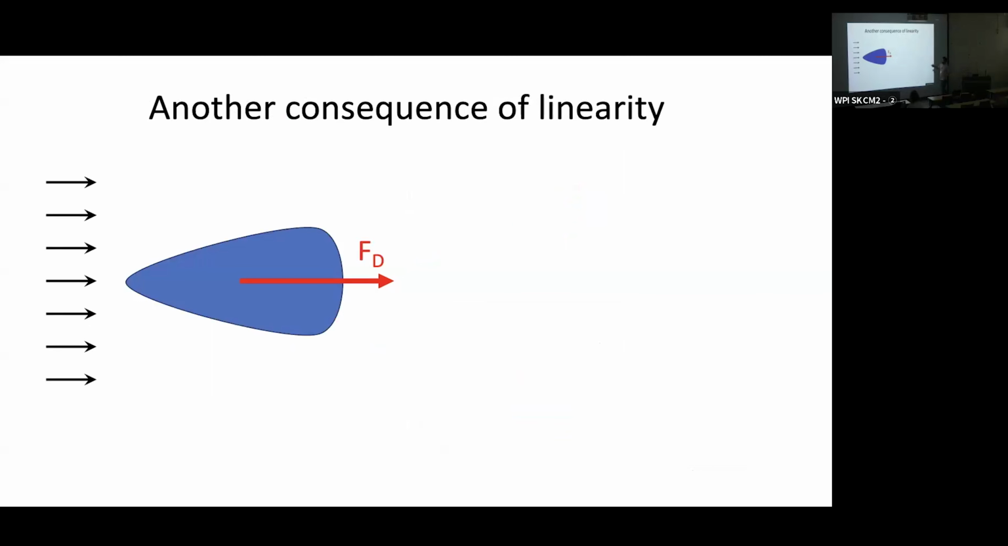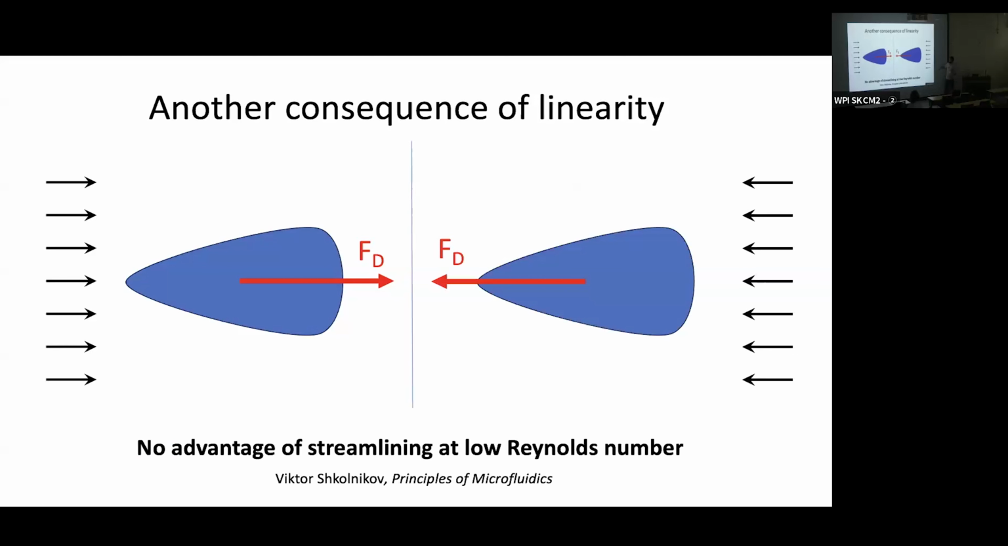Another consequence of linearity, I asked, why aren't paramecia streamlined? So here we have a nice streamlined or streamlined-ish shape, and we have a flow coming from the left. I drew the drag force. You would expect, okay, if this is nicely streamlined, if I reverse the flow so that the flow is coming at the blunt end, I would get a big drag force in that configuration. But we know we have a linear system. I reverse the driving force in a generalized sense, so the external velocity. I would simply reverse the drag force and get identical magnitude but opposite direction. So streamlining has no advantage at low Reynolds number, and that's why these bacteria and other things don't look very sleek.